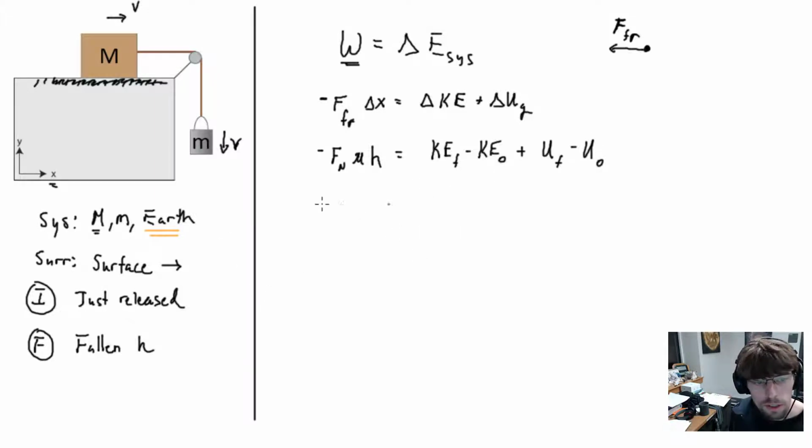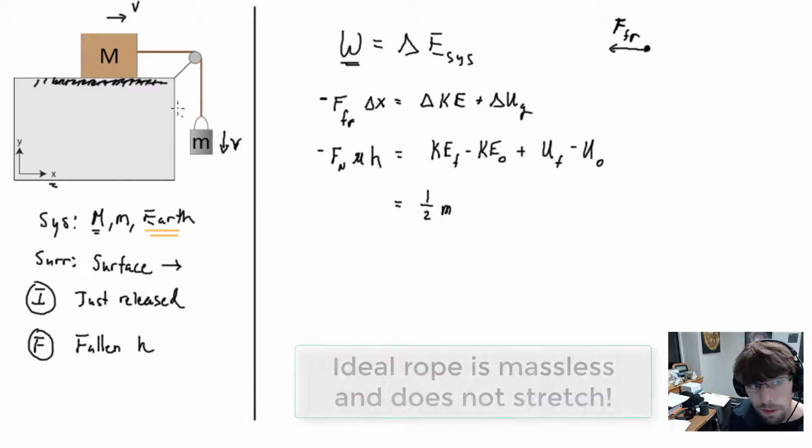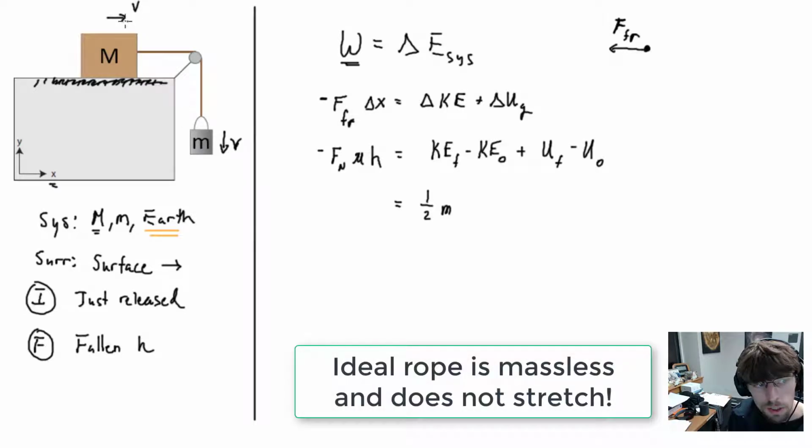Let's go ahead and substitute in our definitions for energy. So we have 1/2 m, and here we've got to be careful. We have kinetic energy associated with the big M and the little m. And because we're dealing with an ideal rope, as you've already seen in the picture, we can say that those two speeds should be the same. So I'll write this as the kinetic energy.